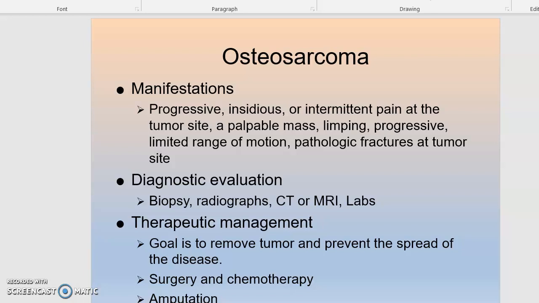If you look on page 1163, there is a purple nursing care box for caring for a child with osteosarcoma. Please review that box and pay special attention to what's mentioned under interventions.